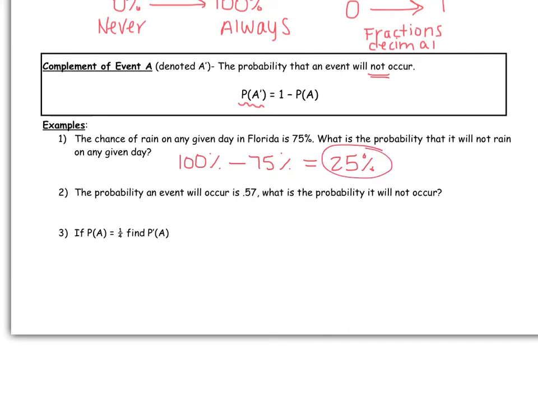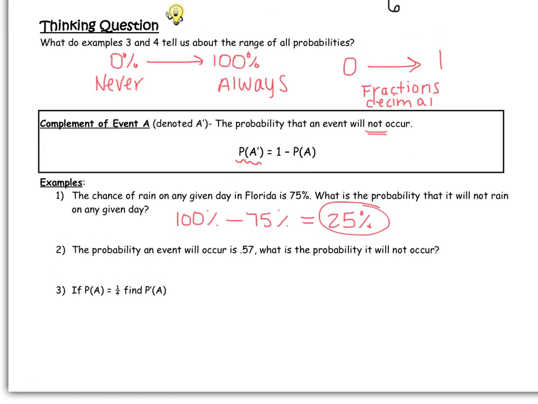Okay, how about example 2? The probability that an event will occur is 0.57. What is the probability that it will not occur? Well, like we said before, all probabilities are between 0 and 1. So the 100% in this case would be 1. So we would do 1 minus 0.57, and we get 0.43. So the probability that it will not occur is 0.43.